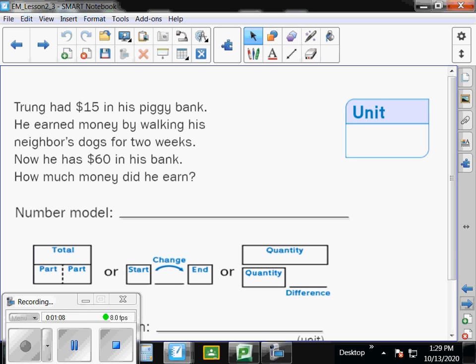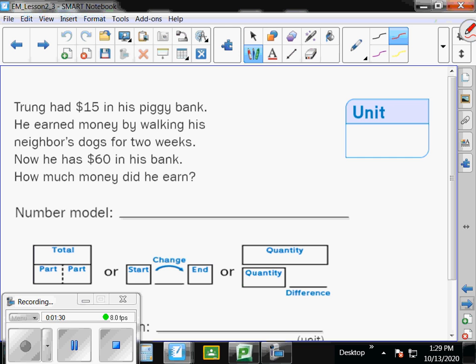Let's look at this first problem. Now remember, we talked about when we have word problems, reading the problem carefully, really looking for that information. What do I know? What do I need to know? Sometimes drawing a picture really helps me to kind of at least sort out what I already know. So let's look at this problem.